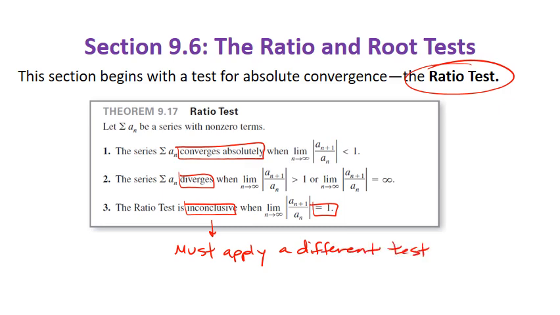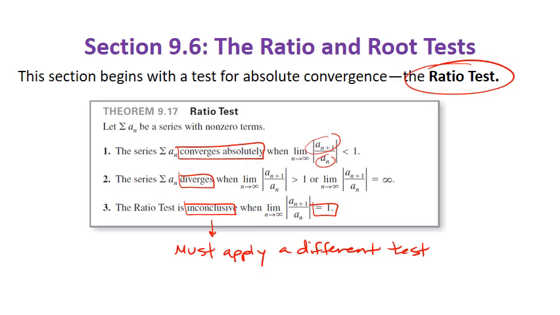Okay, so we need two things when dealing with the ratio test. We need to know what the nth term is, and we also need to know what the nth plus 1 term is. Then we'll divide and find the absolute value and see what happens.